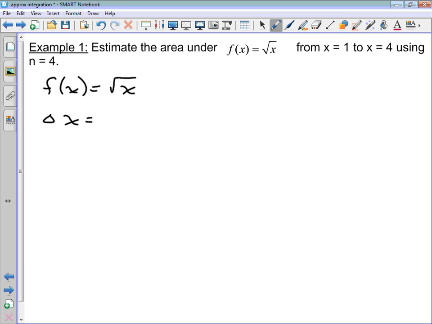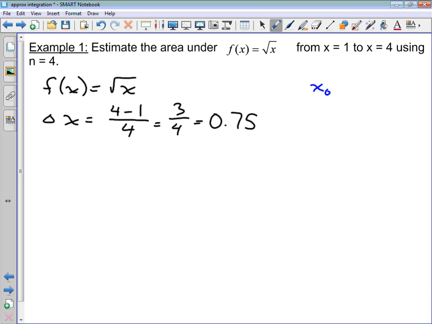Well, again, we just take our range. We're going from 1 to 4, so our range is going to be 4 minus 1, or 3, and we want to divide this into 4 intervals. So each of our intervals is going to have a width of 0.75. Now, if each of our intervals is 0.75, it might be useful, again, just to make a little table and figure out what exactly the boundaries of our intervals are going to be.